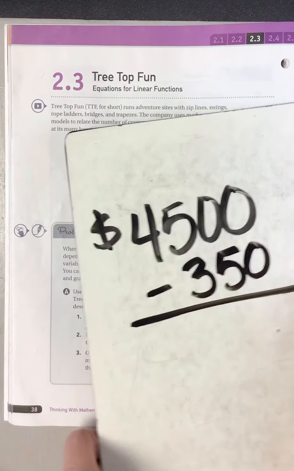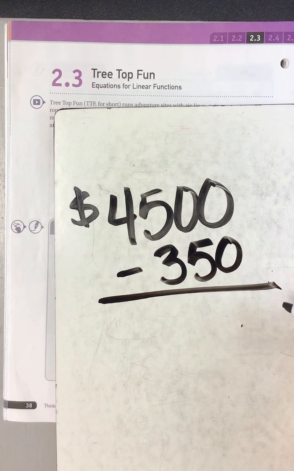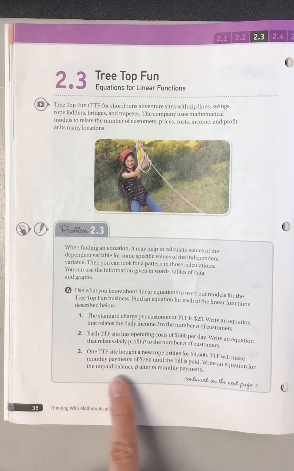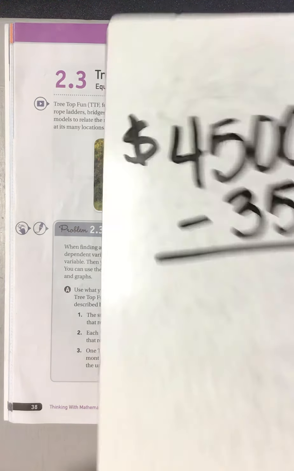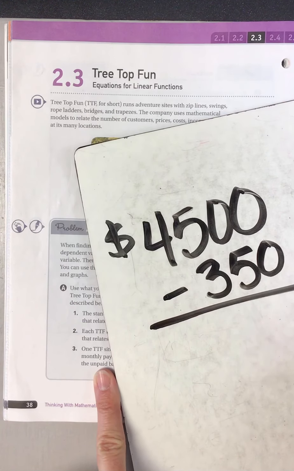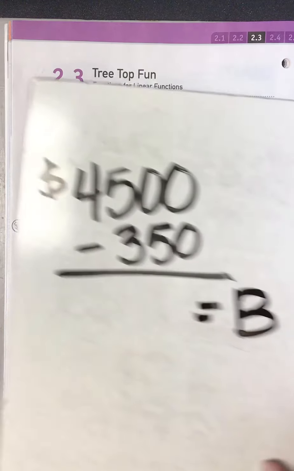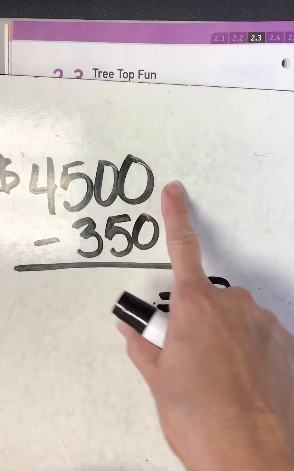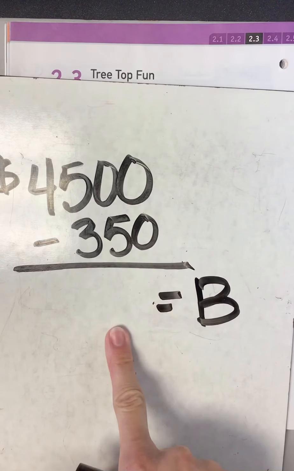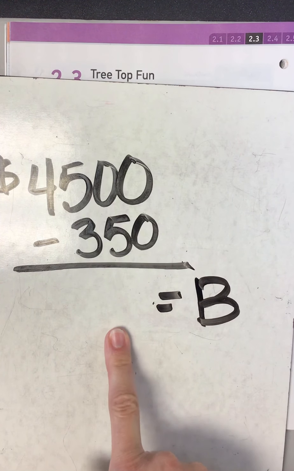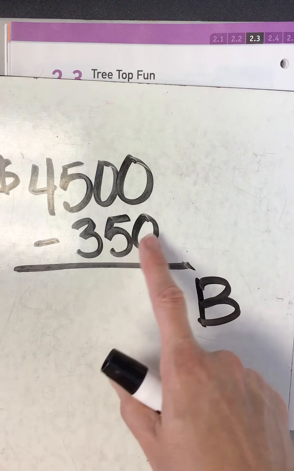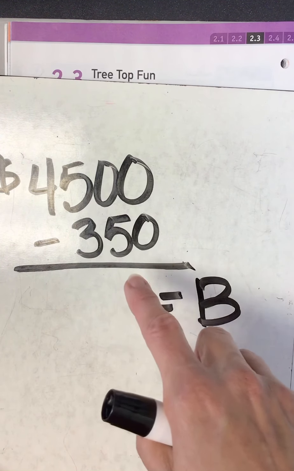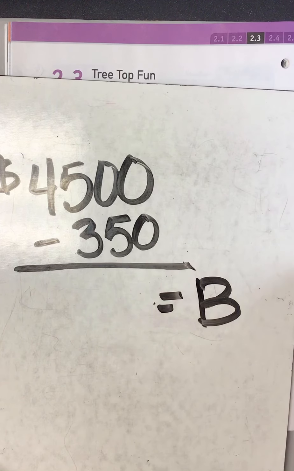So after 1 month, their total cost that they still owe, which they're calling B for balance. So their balance is equal to, after the first month, whatever 4,500 minus 350 would be. And then after 2 months, you would subtract another 350, and you would keep doing that forever. If it asked you the price for a specific month, you could calculate it that way.